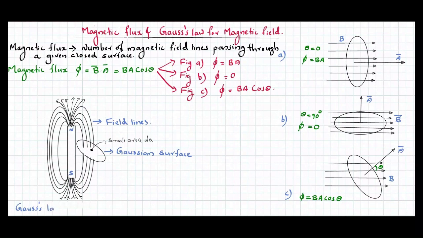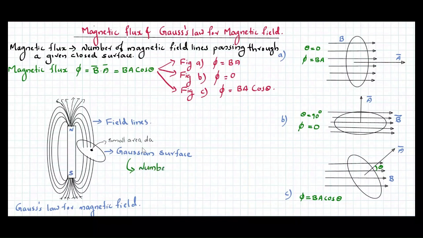Next, let us discuss what is the Gauss's law for magnetic fields. We have seen the Gauss's law in electrostatics. What is the Gauss's law for magnetic fields? Consider a closed surface called a Gaussian surface in a magnetic field.